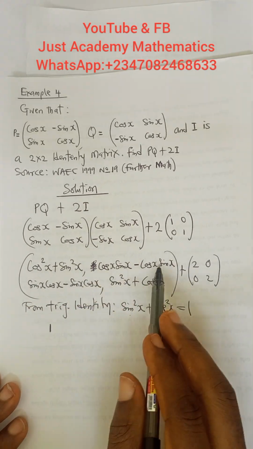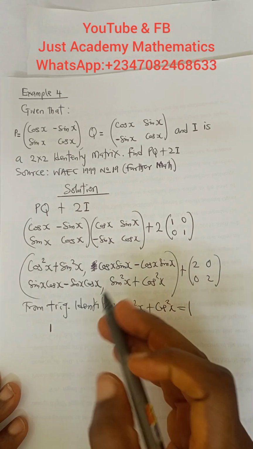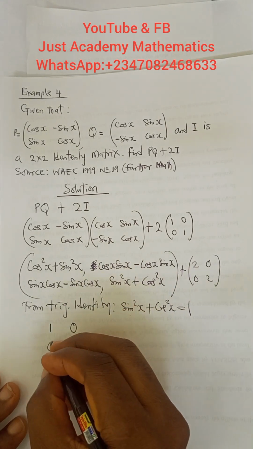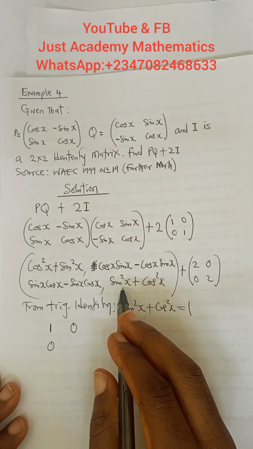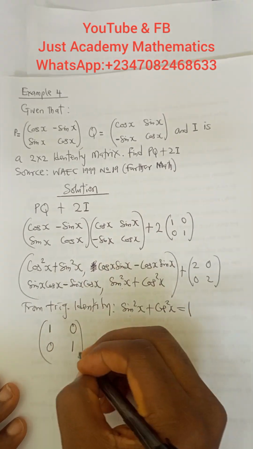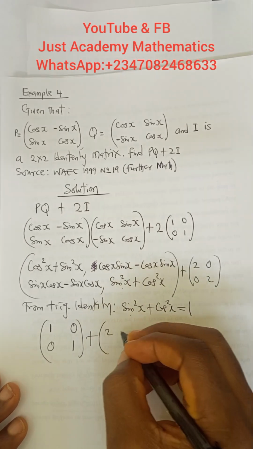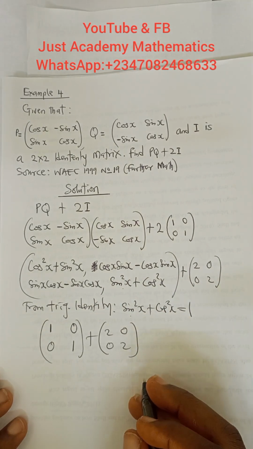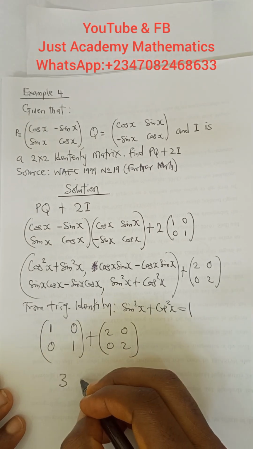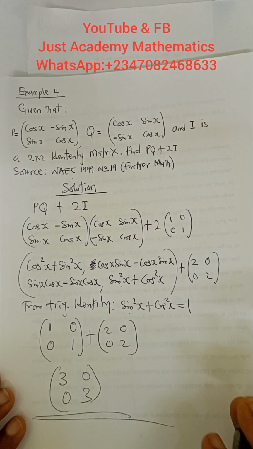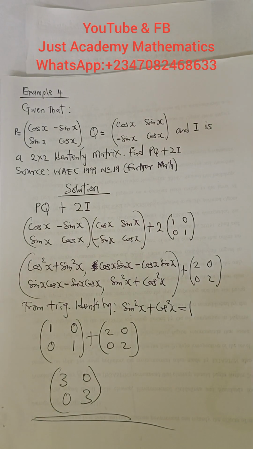Of course, this and this are the same. So this minus this is 0. And this minus this is also 0. While this sine square S plus cos square S is 1. Plus what? 2, 0, 0, 2. So when you add them together, you have what? You have 3, 0, 0, 3. So this is the answer to this solution.